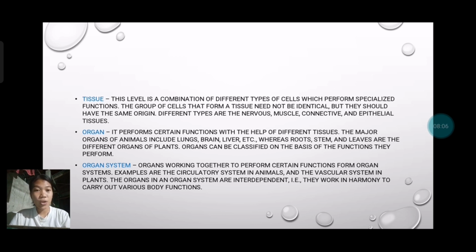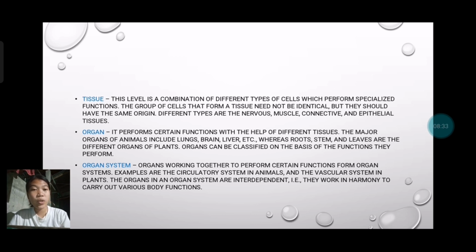The next one is the organ. It performs certain functions with the help of different tissues. The major organs of animals include lungs, brain, liver, etc., whereas roots, stem, and leaves are the different organs of plants. Organs can be classified on the basis of the function they perform.